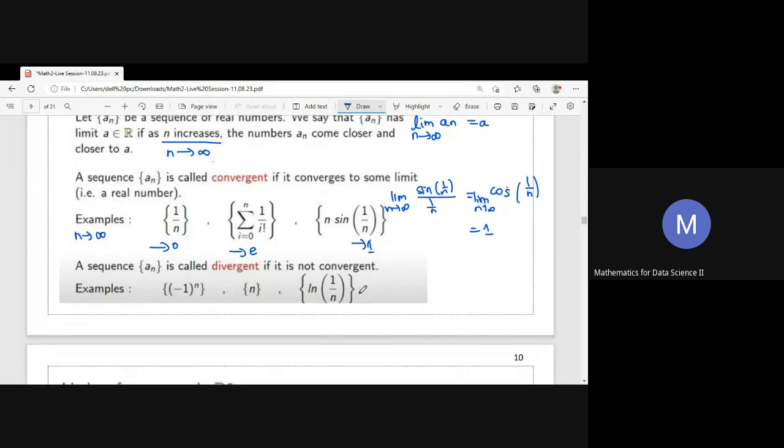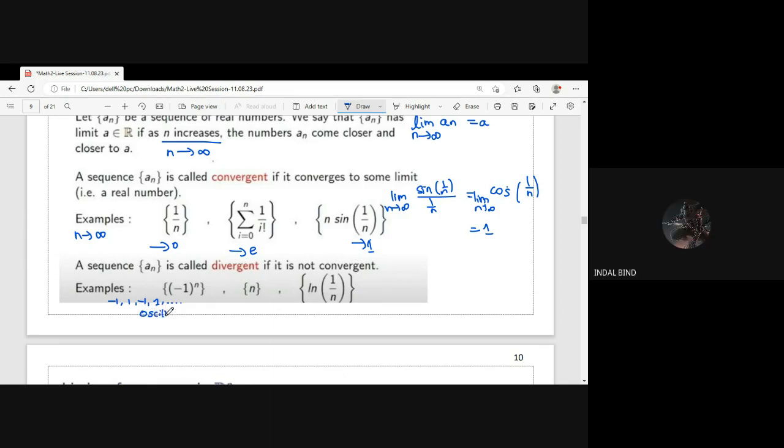Okay. Fine. And these are all divergent. And there is a particular name for this kind of sequences. What are they called? The value will go to minus 1 and then come back to 1, again minus 1, 1. Like this, it will keep on going, a to and fro motion. So what is this kind of a sequence called?